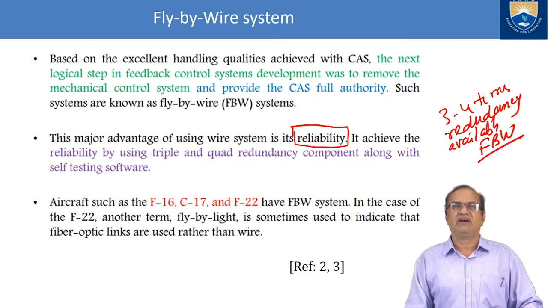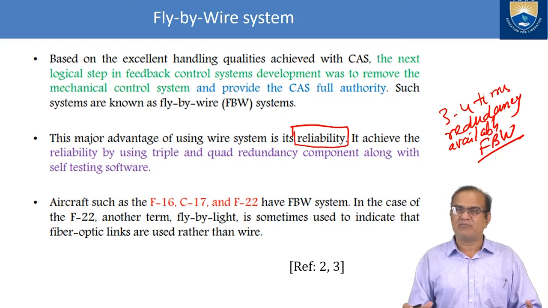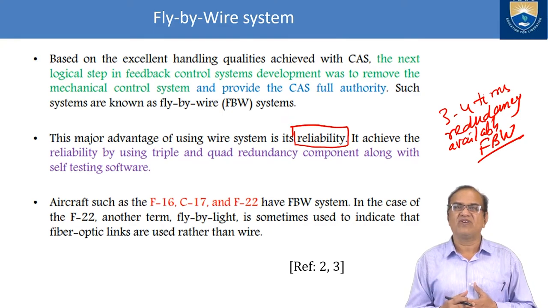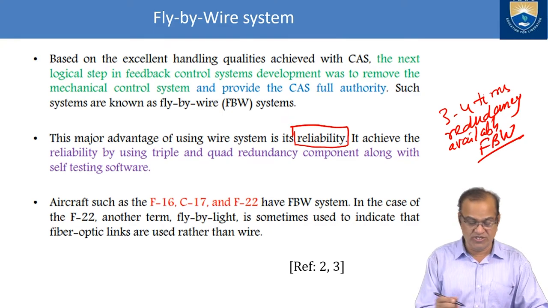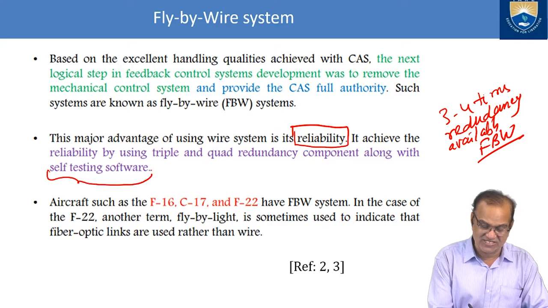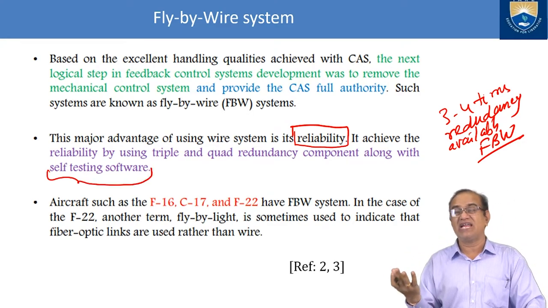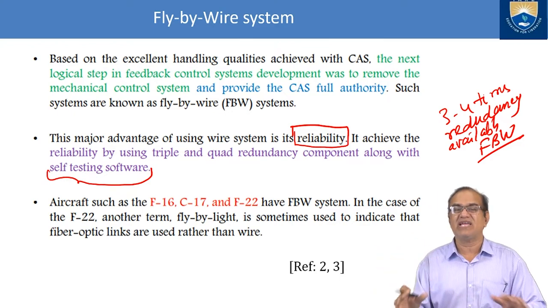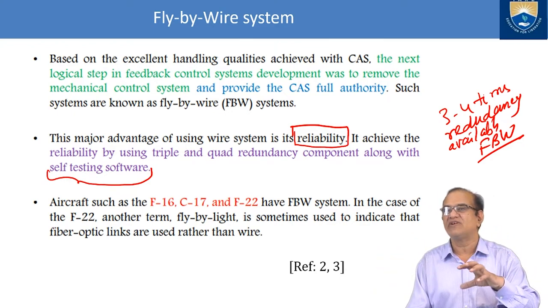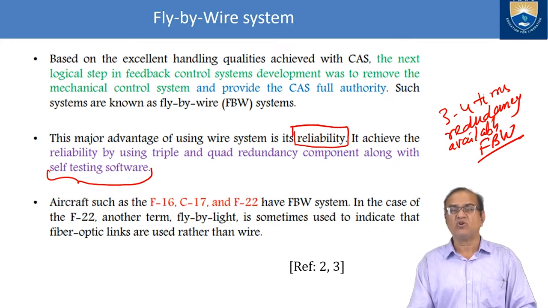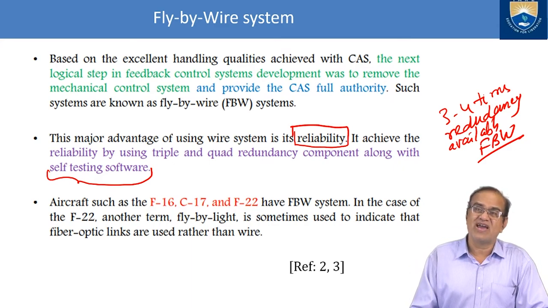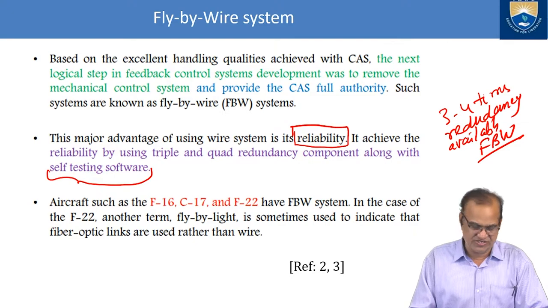It achieves the reliability by using triple or quad redundancy components along with self-testing software. In this we can use the self-testing software. This software will automatically generate some signals and try to test the system, and it will also try to rectify faults if it is possible. So that has made the fly-by-wire a very compact system.